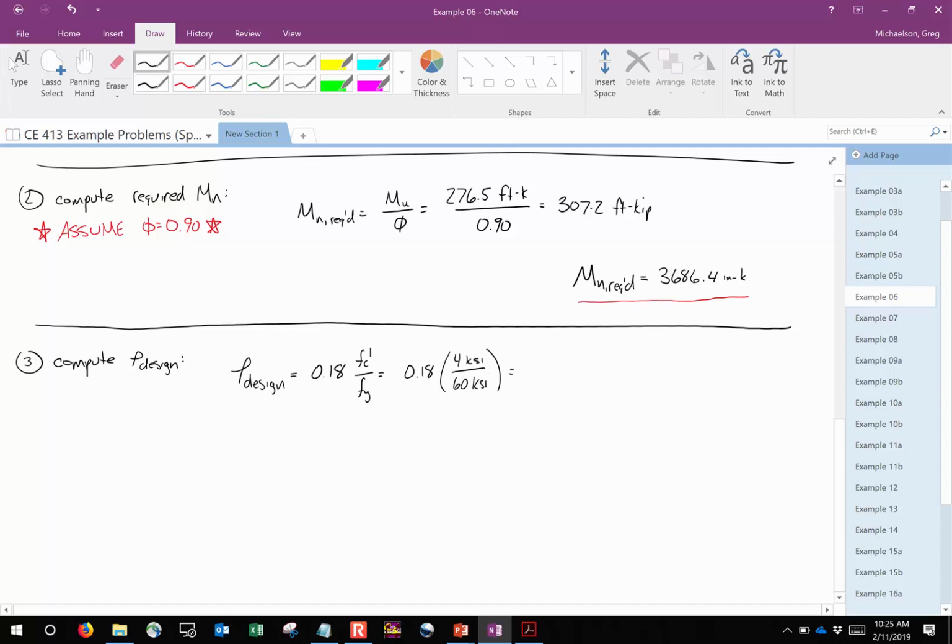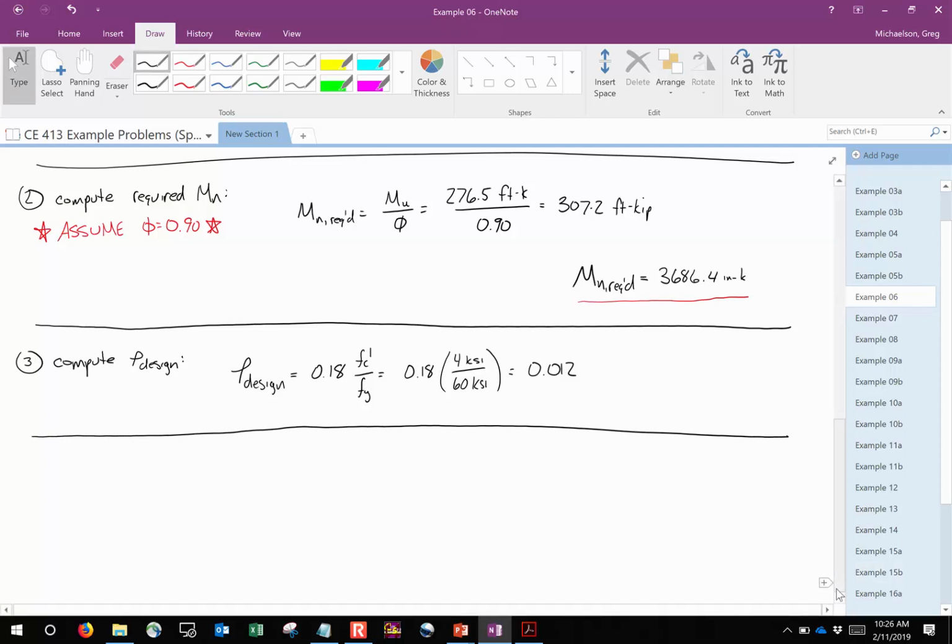And so that equals what? 0.012. So do I have a second on that? All right. So that's basically saying that the cross-section should be, what, 1.2% steel? So it's going to come out tiny. That's okay. So far, so good. Any questions?